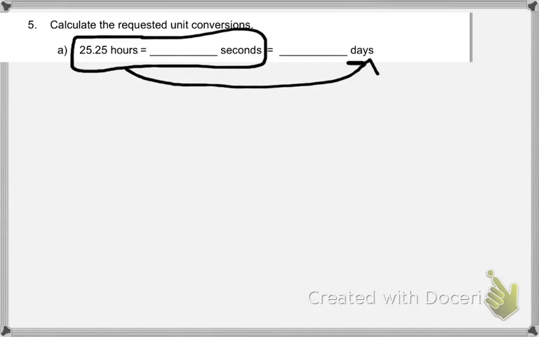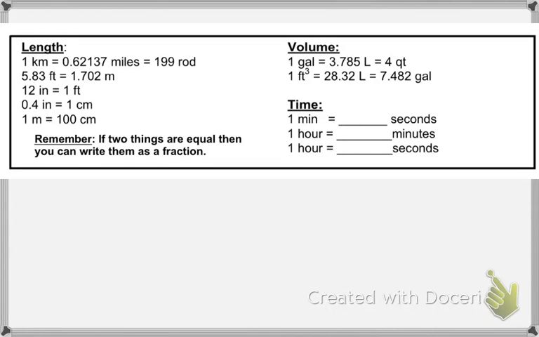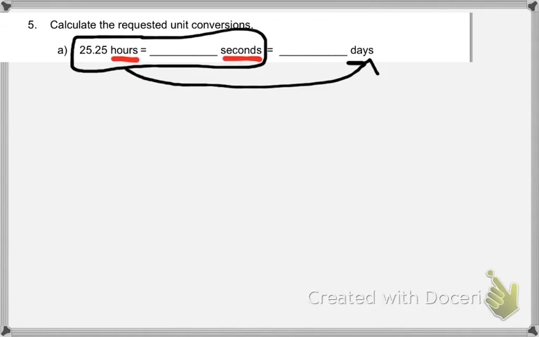First of all, we are comparing hours and seconds. So let's go back to our formula sheet. I've left these blank because everybody knows these ones. How many seconds are in 1 minute? 60. How many minutes are in 1 hour? 60. How many seconds are in 1 hour? There's 60 seconds in a minute and then 60 minutes in an hour. So 6 times 6 is 36 with the 2 zeros. So there's 3,600 seconds in 1 hour. And that's what we are comparing, seconds and hours.